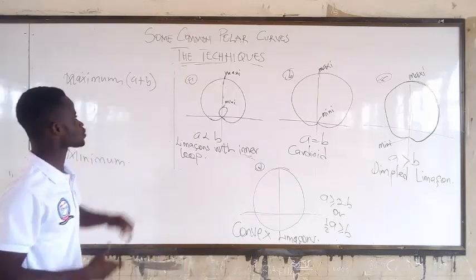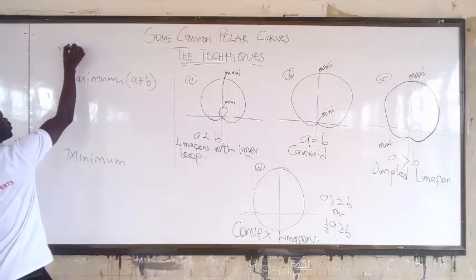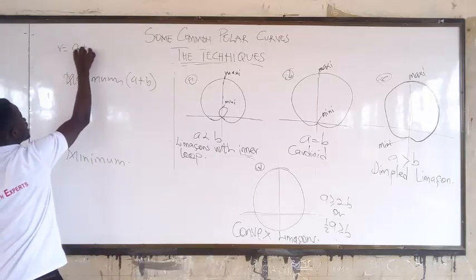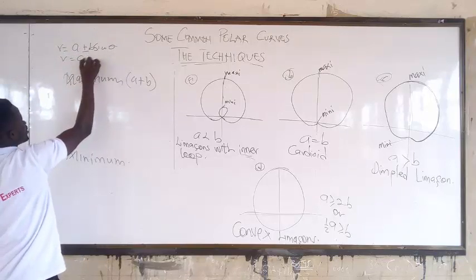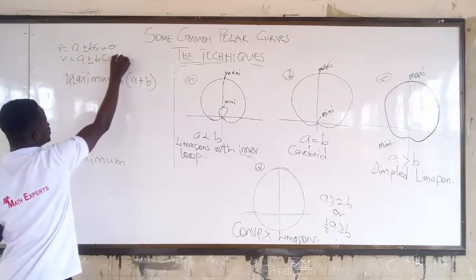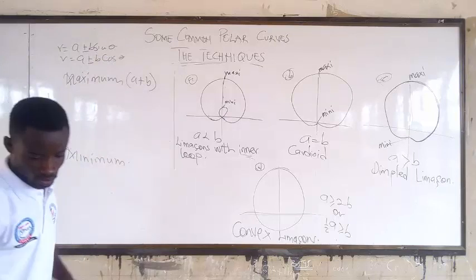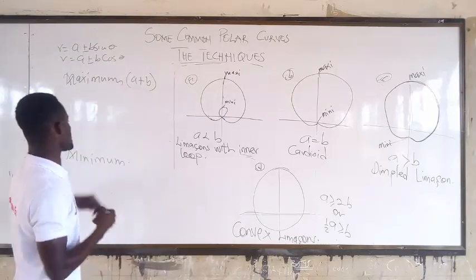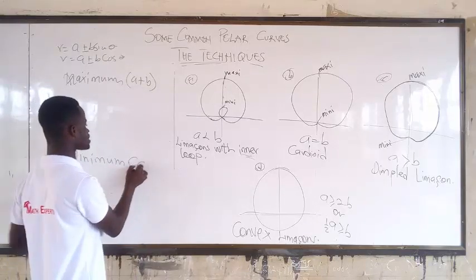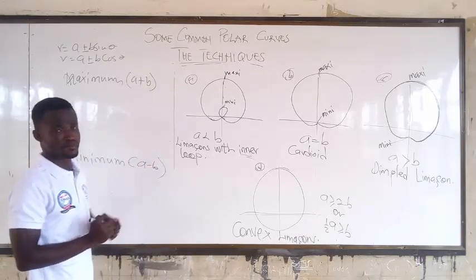So, coming back to this, r is equal to a plus or minus b sine theta. r is equal to a plus or minus b cos theta. Alright, so let's talk something about that. Now, the maximum is a plus b, the minimum is a minus b.